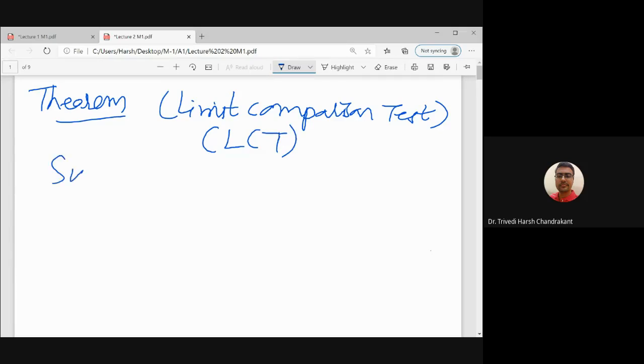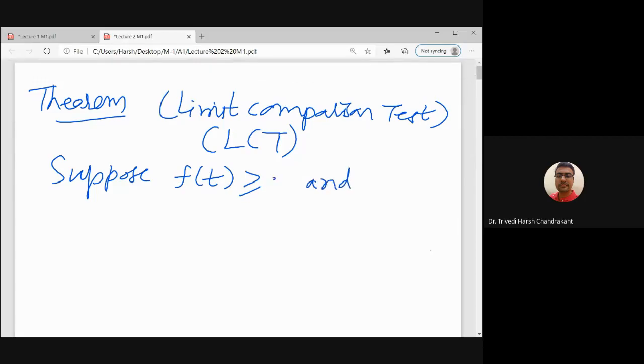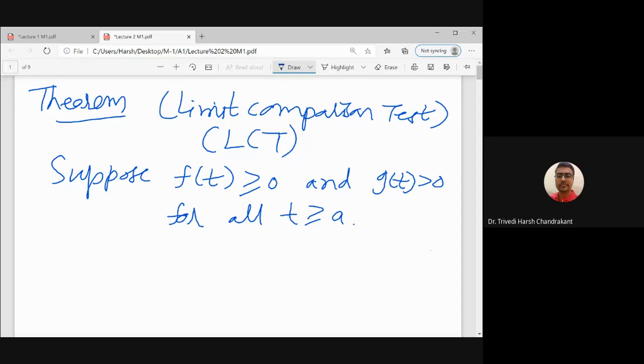So suppose we are given two functions. The first function is non-negative, and the second function is strictly greater than 0, because we are going to divide by the second function, for all values of t greater than or equal to some fixed number a.